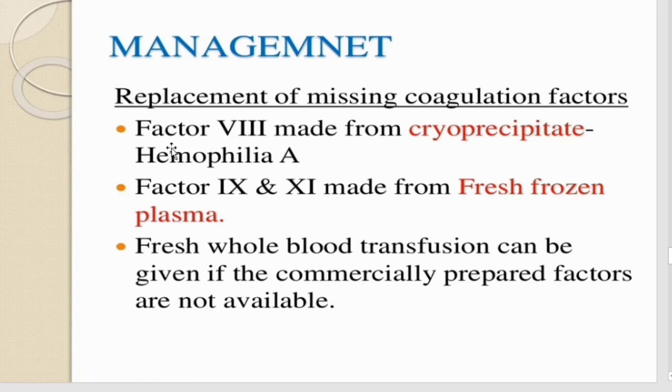Like if someone has deficiency of factor 8, we can administer cryoprecipitate. Actually it is a type of plasma which is rich in factor 8. And in the case that someone has deficiency of factor 9 and factor 11, we can administer fresh frozen plasma. And if both these facilities are not available, we can also administer fresh whole blood.